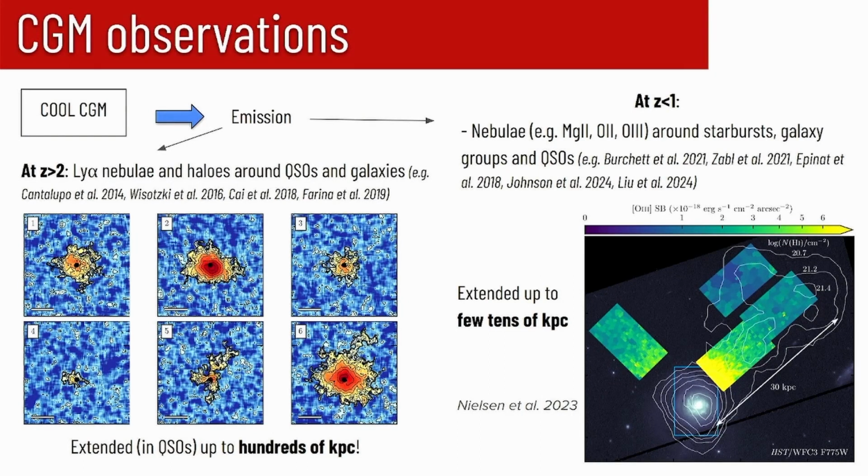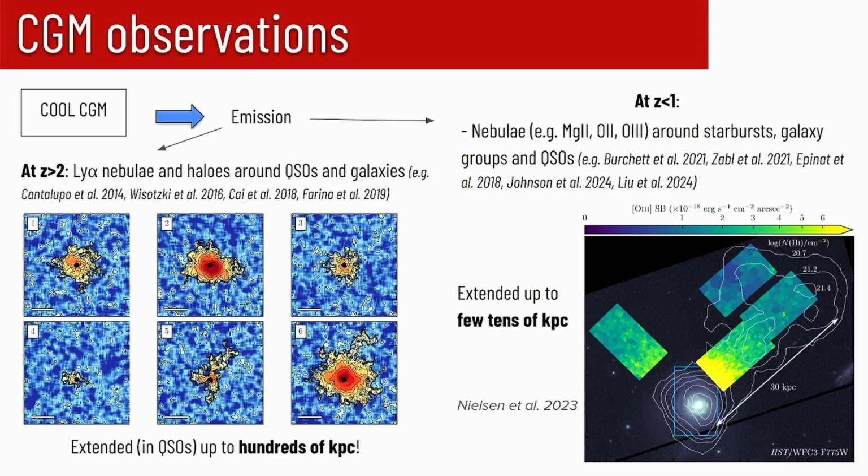At low redshift, this medium has also been observed. There have been recent observations of nebulae in magnesium II, oxygen II, or oxygen III around starburst galaxies. You see here an example from a very recent observation from KCWI, where we can see this emission up to about 30 kiloparsec from the central galaxy. There are some cases around galaxy groups and quasars where the nebulae extend even a bit further. But from emission, especially at high redshift, we still have a limited sample of galaxies, and when we have detections, we can see the emission up to maybe a few tens of kiloparsec from the galaxy itself.